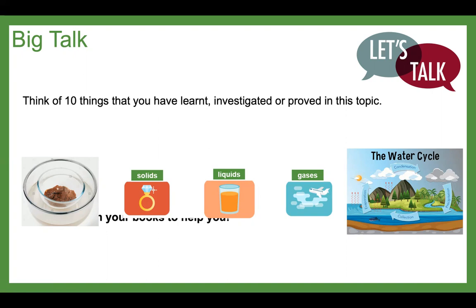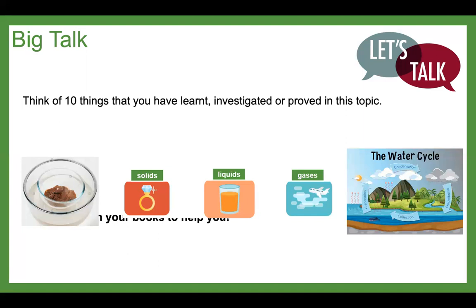What about solids? What did we learn about solids? And liquids, what do we know about liquids and the particles in a liquid? And gases, what do we know about gases and the particles of gases? Can you give any examples of solids, liquids, and gases? And what about changing state? What have we investigated or proved? And finally, we looked at the water cycle, didn't we? And we talked about how the water cycle is created. So, what can you remember about that?